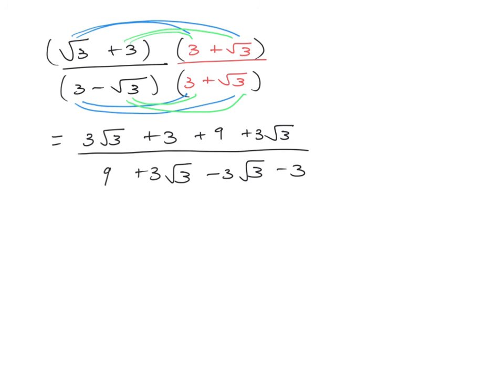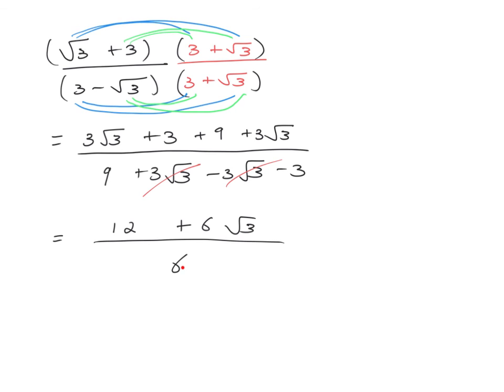This is kind of a mess, but some stuff cancels. Notice that in the denominator, since we multiplied this number by its conjugate, the square roots cancel. 3 root 3 and minus 3 root 3 go away. So this cancels with that. So let's see. In the denominator, we have 9 minus 3. That's actually just 6. Now, in the numerator, the roots don't cancel, but that's not a problem. We have 3 and 9, which is 12. And we have 3 root 3 and another 3 root 3, that is 6 root 3.